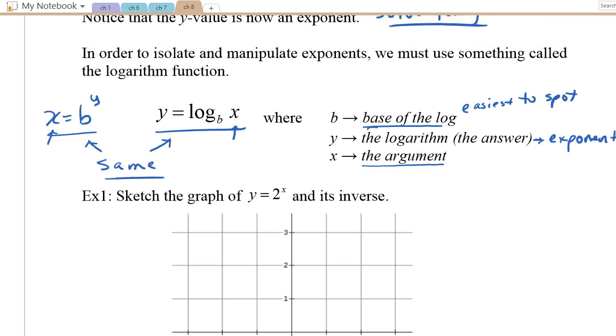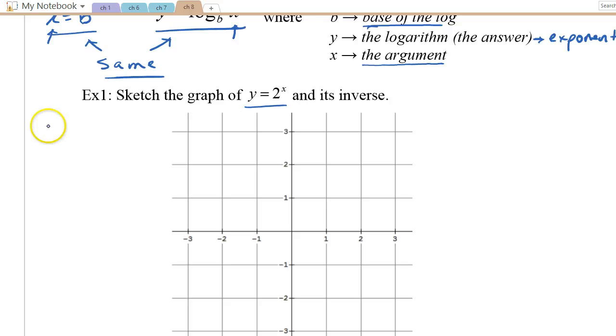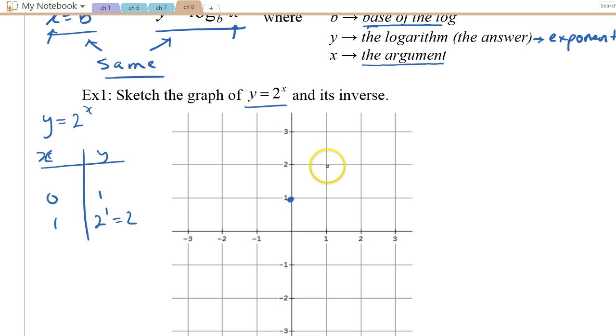Looking over here, it says sketch the graph of y is equal to 2 to the power of x and its inverse. We can graph that. We know how to graph these types of things. So if we say y is equal to 2 to the power of x, and we do a bit of an x and y column, our easiest one is to make x of 0. And 2 to the power of 0 is always equal to 1. So it's our favorite place to start. If we put a 1 in for x, it's 2 to the power of 1, so that's the same thing as 2.